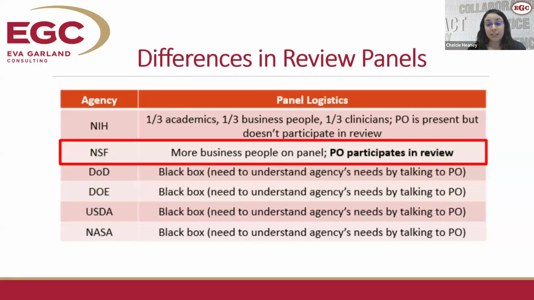Each review panel is very different, and so here we have a general overview. NIH is, compared to some of these other agencies, very transparent with their review process. One thing that we do know with NSF is that there are more business people, more entrepreneurs on the review panel. And a very crucial difference is that the program director at NSF participates in the review and can actually go to bat for an application. Whereas with NIH, the PO may participate in the sense that they're present during the review, but they are not speaking up. They're just taking notes.